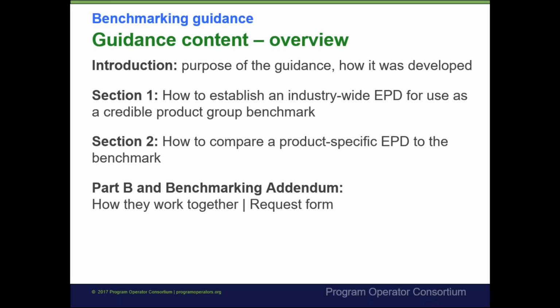So the guidance starts off by stating its purpose, how it was developed, and then goes into section 1, talking about how to establish an industry-wide EPD. Then section 2 talks about how to compare to the benchmark, and then an explanation of what the benchmarking addendum is and how it works with Part B.